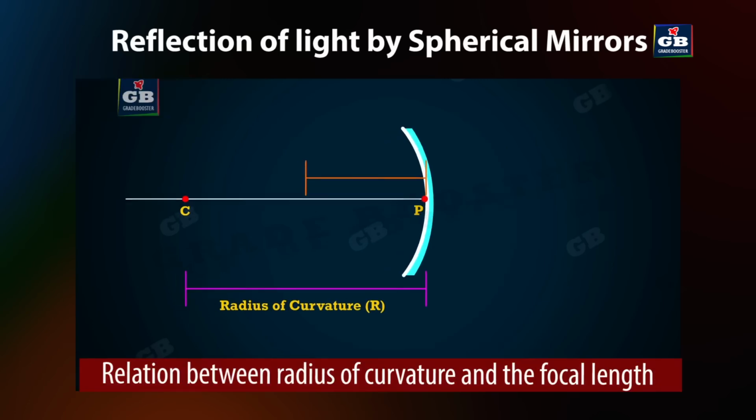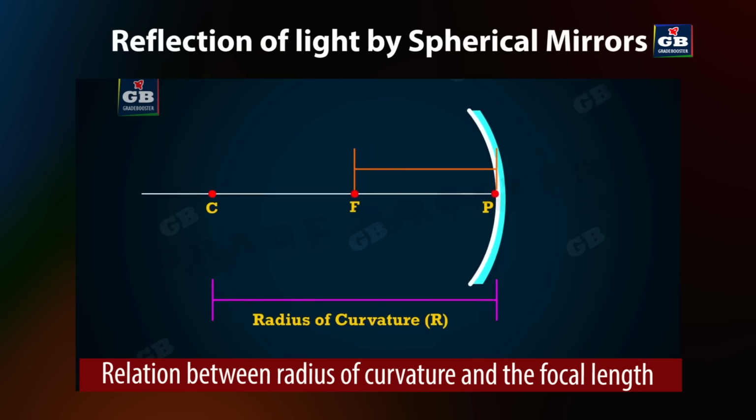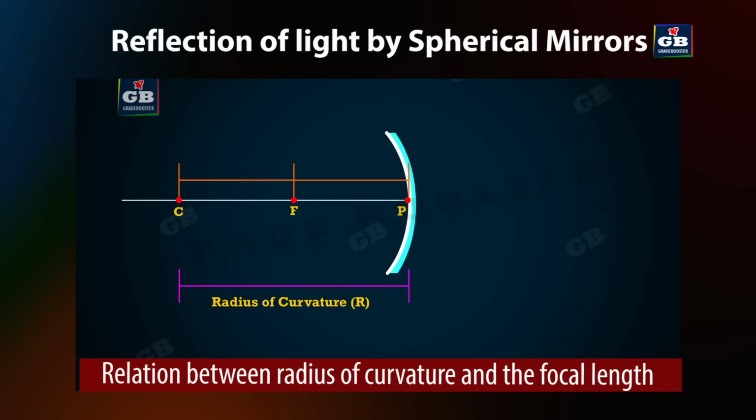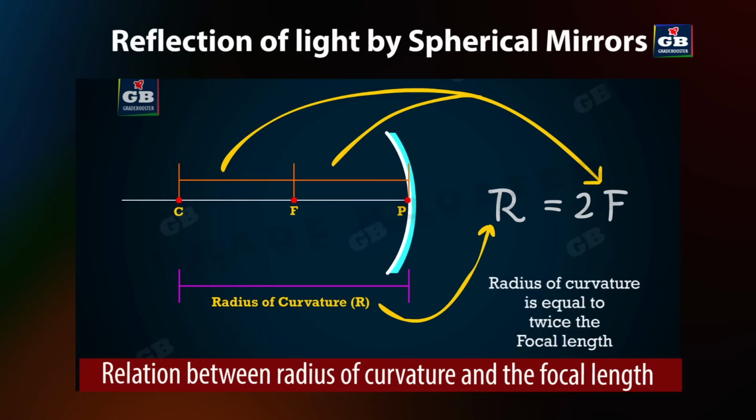Let us see the relation between the radius of curvature and the focal length. The relationship between the radius of curvature r and the focal length f of a spherical mirror is as follows. For spherical mirrors with small apertures, the radius of curvature is found to be equal to twice the focal length. We write it as r equal to 2f or f equal to r by 2. This means that the principal focus of a spherical mirror lies midway between the pole and the center of curvature.